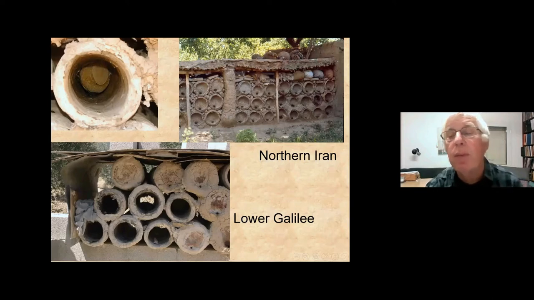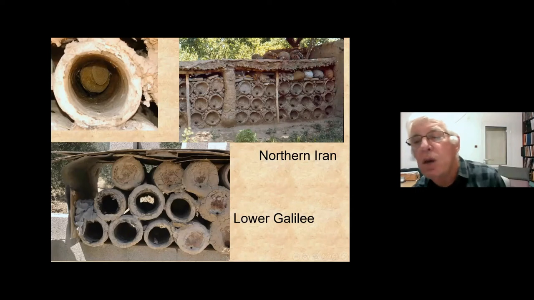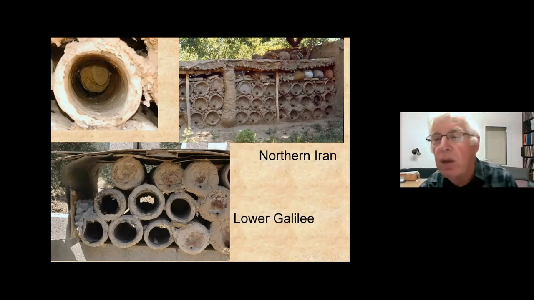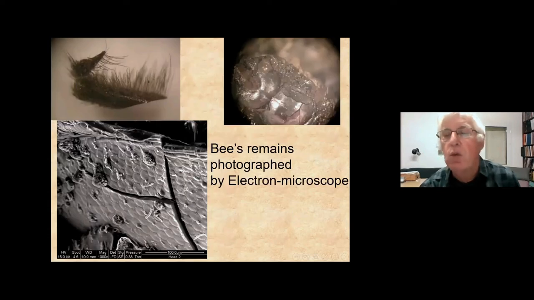And this is a picture from modern Iran. You can see similar hives to ours. So this type of hive is known in history for thousands of years, until the modern era, until it was replaced by the square wooden hives that you know today. This is a big subject. I cannot enter into many details. I just want to finish this by mentioning the fact that we found the actual bees.